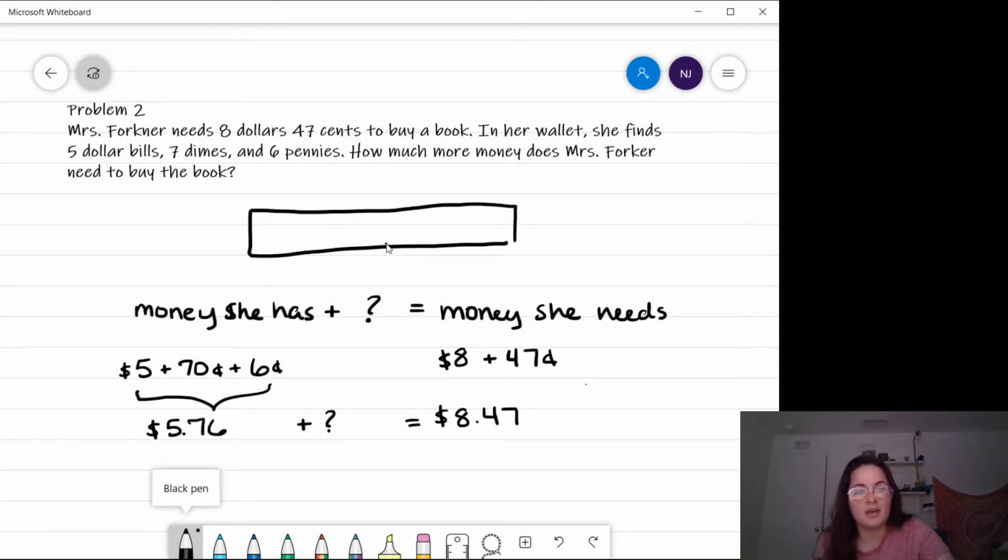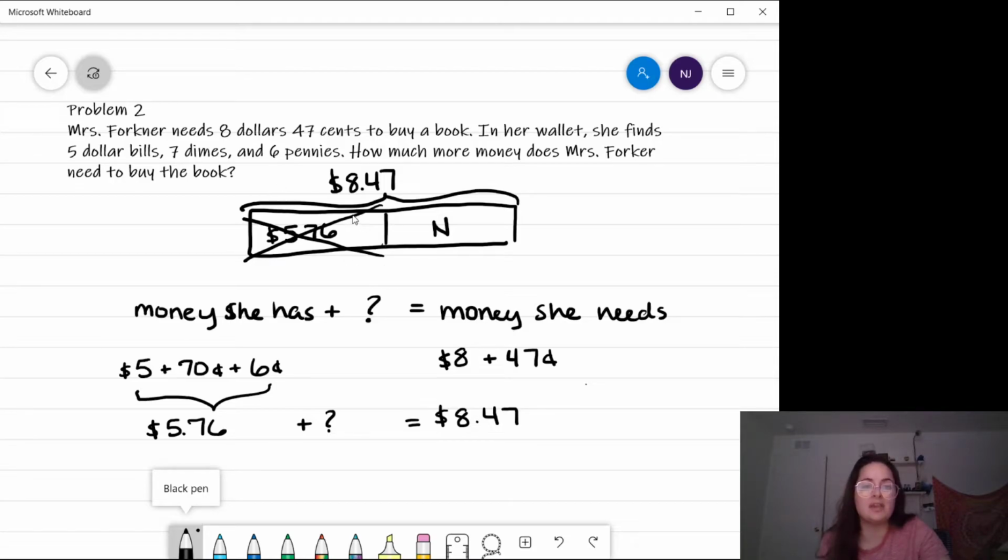In the tape diagram, what part do we know? We know a part is the $5.76. What don't we know? We do not know how much more money she needs to buy the book. But we do know the whole, which is the total cost of the book. So the whole is going to be $8.47. So if we take away this $5.76, we will figure out how much money she needs to buy the book.